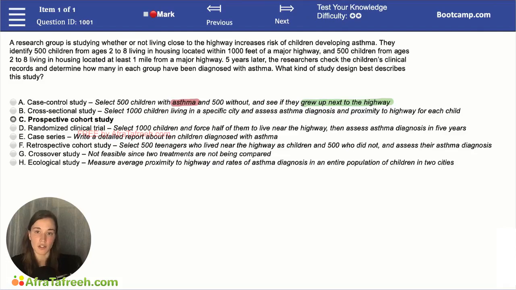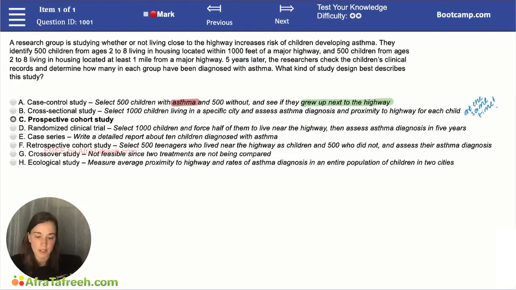To make this a cross-sectional study, we need to assess both the exposure and the outcome at the same exact time. So we could take a population of 1,000 children and see if they're currently diagnosed with asthma and see if they live near the highway or not. So really all we need to do is we need to cross out this 5 years later component.